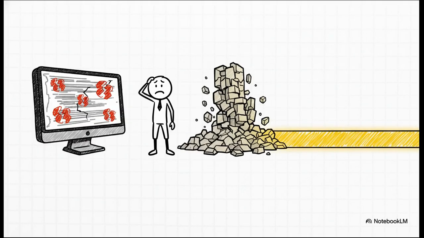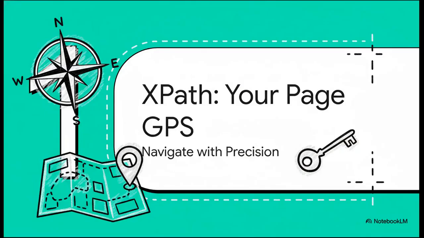And what happens? Well, your tests break. You end up wasting so much time debugging locators. When those locators are weak, your tests just get flaky and unreliable. You know the drill. You spend more time fixing what's broken than actually building anything new. But here's the good news. It doesn't have to be like this. There is a much, much better way. All right, let's get into it. That better way? It's XPath. Think of it as your page GPS.